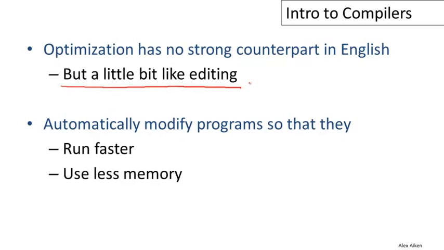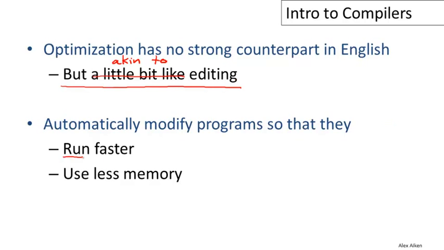So for example, I have this phrase right here, "a little bit like editing." If I thought it was too long, I could replace the middle 4 words with 2 words, "akin to." So now it says, "but akin to editing." And that means exactly the same thing as the original phrase, but uses fewer words. And the goal in program optimization is to modify the program so that it uses less of some resource.